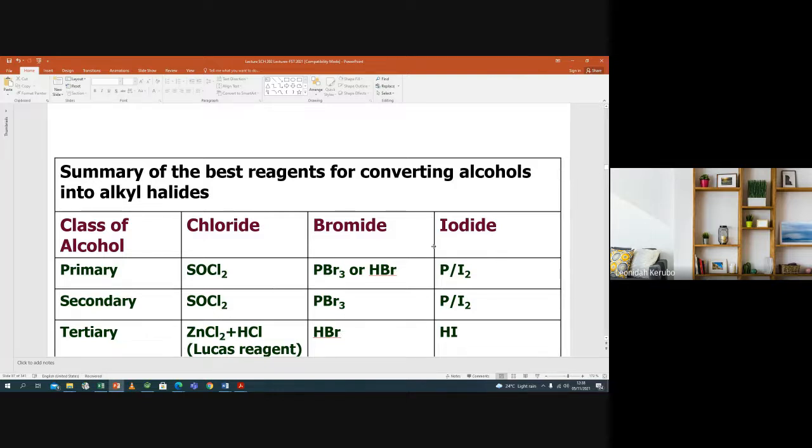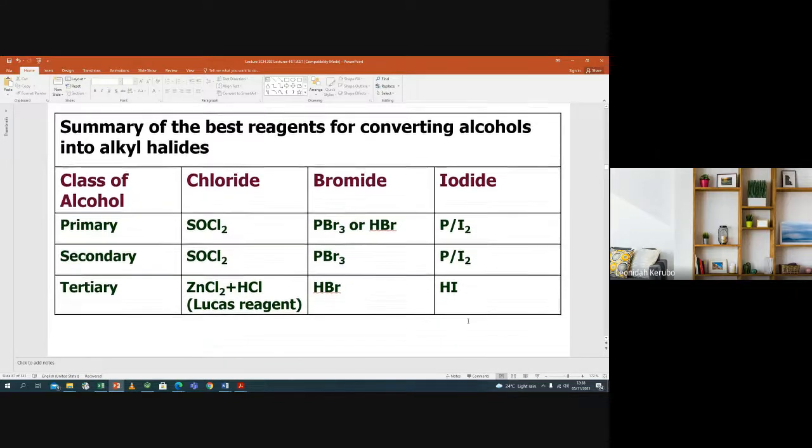If you want to synthesize an alkyl iodide from, for example, primary and secondary alcohols, you use a mixture of phosphorus and iodine in the two cases. But if you want to synthesize a tertiary alkyl iodide, from a tertiary alcohol of course, then you use hydrogen iodide acid.